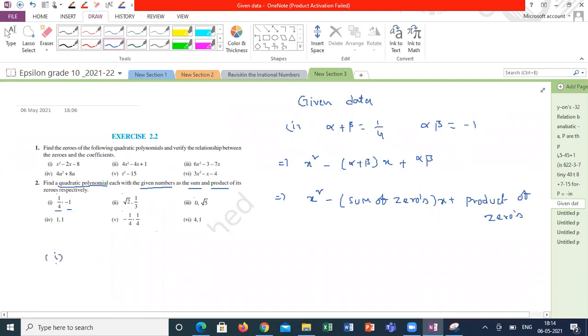So the first question answer is, straight away I can write x square minus 1 by 4 x plus minus 1. So this can be written as x square minus x by 4 minus 1. Is it right? Guys, is it right? Yes, sir.